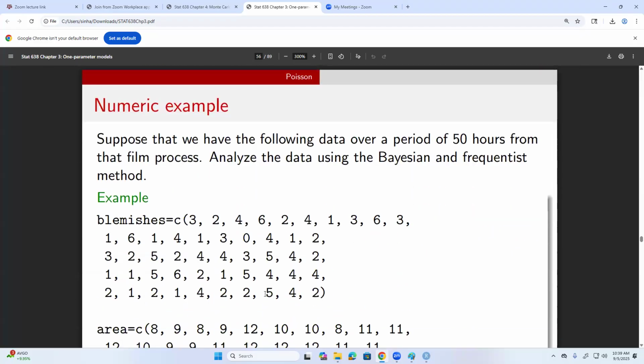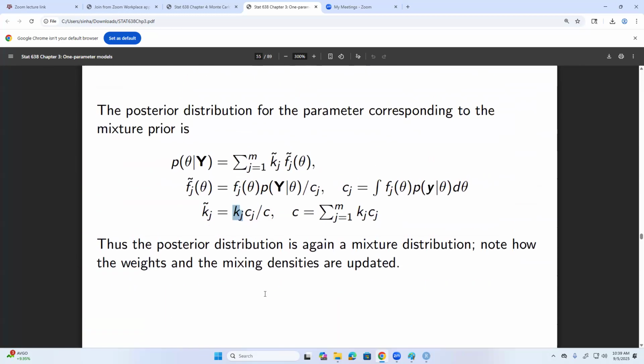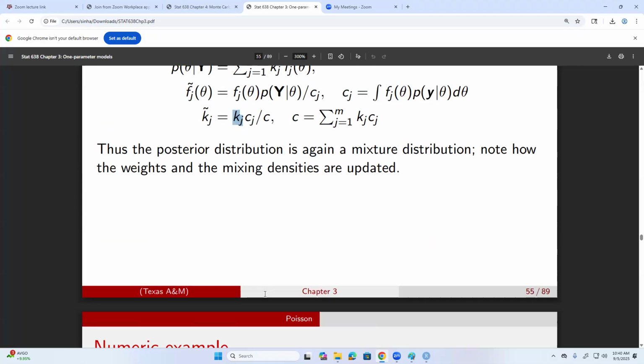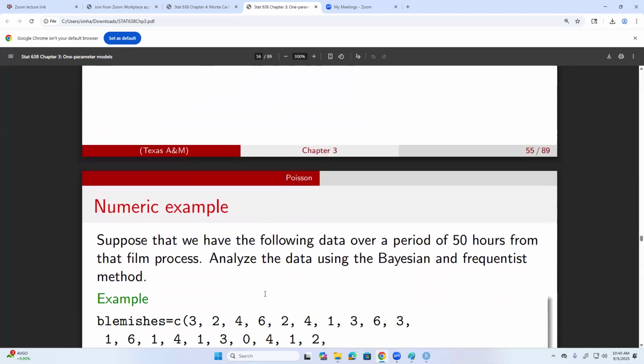So here is the example, and there is no mathematical innovation here. Now I'll talk about the real data example. I'll apply the methodology to the real data example and get the results. All code is given here. You try on your own. Just copy and paste the code and get the results.